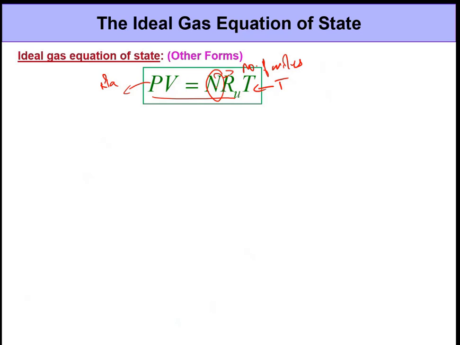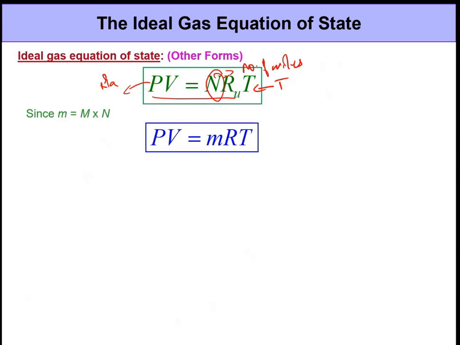So number of moles typically tells you how many moles or how many kilomoles you have. We can also write it in this format where we have the same thing, pressure times volume, but it is equal to the mass of the substance times the gas constant times the temperature. So if you compare these two equations, the main difference is that instead of number of moles, we have mass.